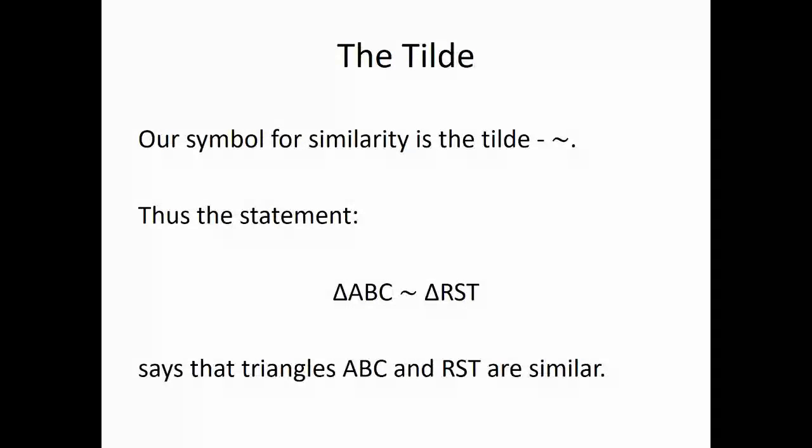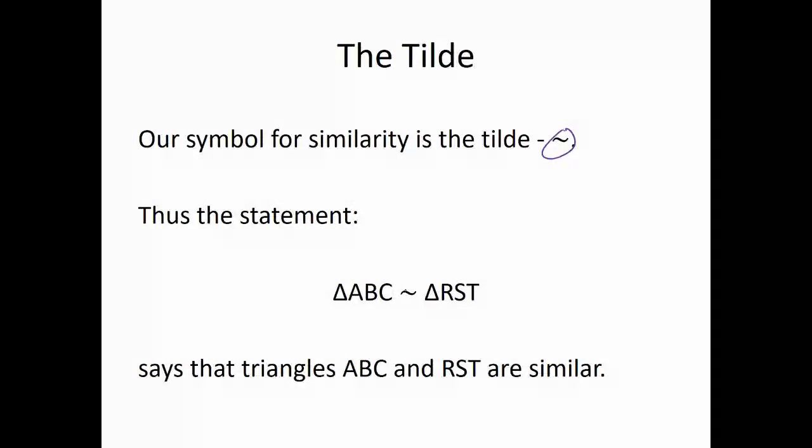Now, we need to have a symbol for similarity, of course, just as we had a symbol for congruence. Nobody wants to have to write out "is similar to" every time they wish to say that two polygons are similar. Our symbol for similarity is simply the tilde, as you see up top. Okay, so if we wish to write a similarity statement, we'd have something like this.